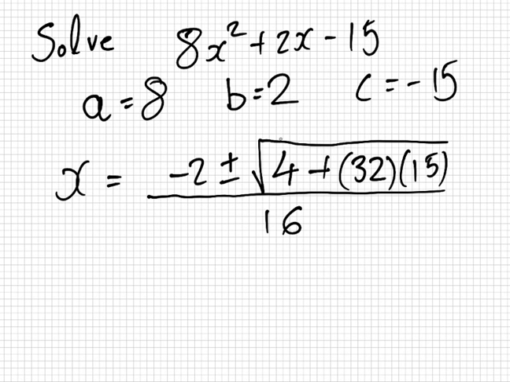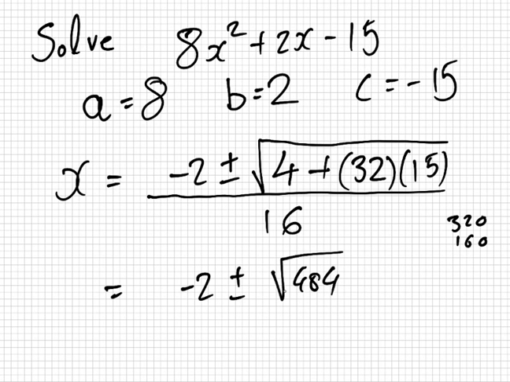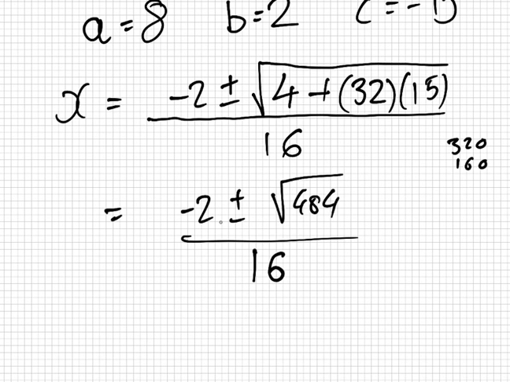Now if you want to do it more step by step, that's fine. Minus 2 plus or minus, what's that? 320 and 160. So 480, 484? Is that right? Yeah. It's a bad example. You can't take it. No, it's not. It's typical in the exam to have decimals. Okay, so give me the minus one first. What's minus 2 minus root 484 over 16? And then give me the positive one.